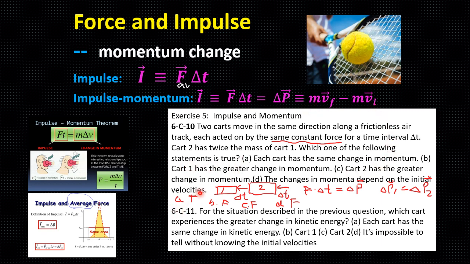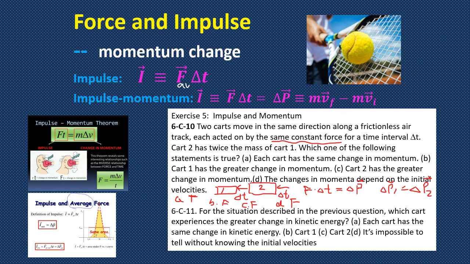So A is true. The second statement, car 1 has greater change in momentum. That's not true because of the same impulse. Car 2 is of course wrong too. The last statement says the change in momentum depends on the initial velocities. No, that's not true either. So only A is true. This is just directly applying the momentum impulse theorem: you have the same impulse and the same momentum change.